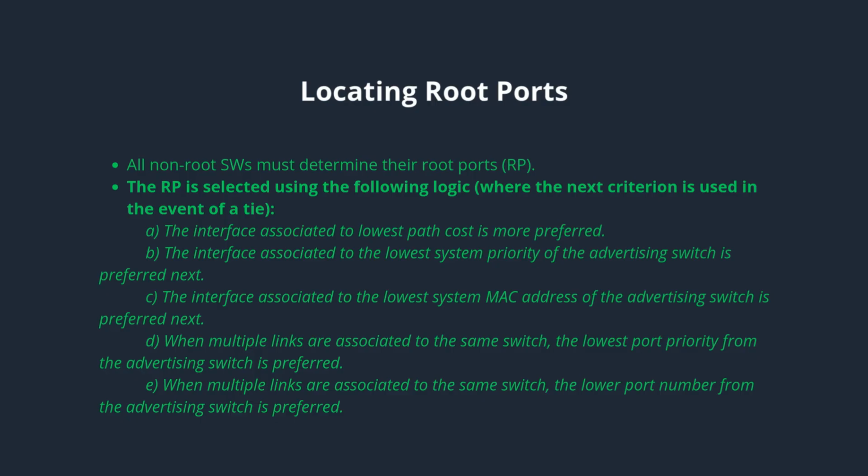Second, if costs are equal, we prefer the interface connected to the switch with the lowest system priority. Third, if that's also tied, we use the system MAC address. Lower is preferred. Fourth, if we have multiple links to the same switch, we prefer the interface with the lowest port priority. And finally, fifth, if everything else is equal, we choose the lower port number. These rules ensure every non-root switch can definitively choose exactly one root port.